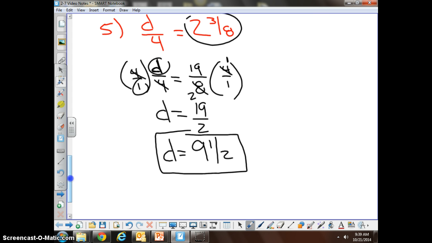Smart people check their work. What is 9 1/2 divided by 4? 9 1/2 divided by 4 is 2 3/8.